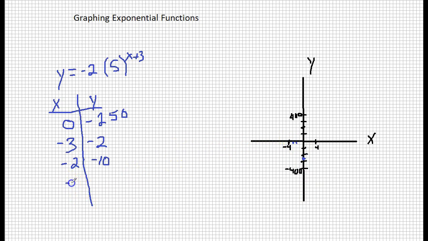If it helps you to see, plugging in -1. -1 plus 3 is 2. 5 squared is 25. -2 times 25 is -50. So that means 1 square over, 1 square down. See, we have this flat line, curves down, crosses the x-axis there, and keeps going.